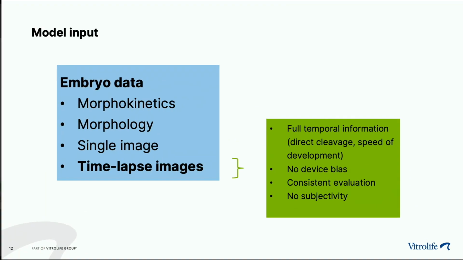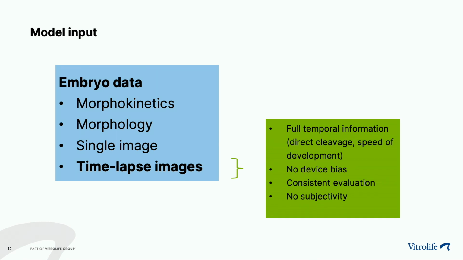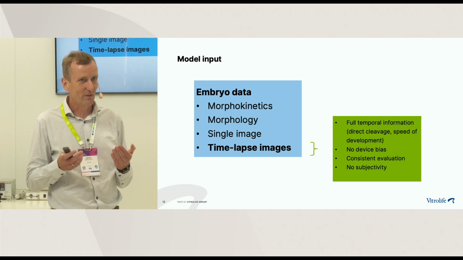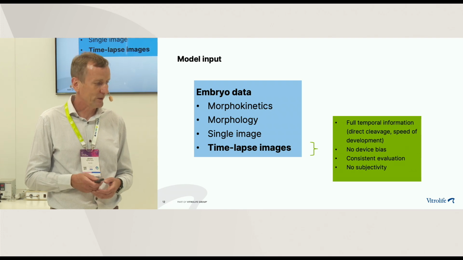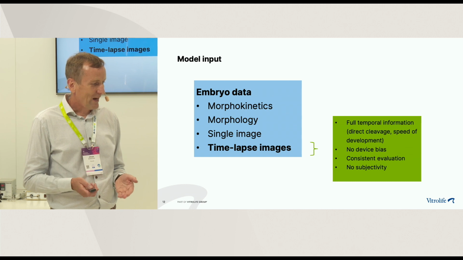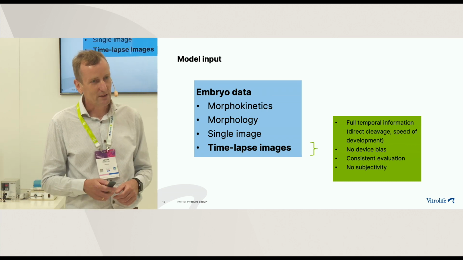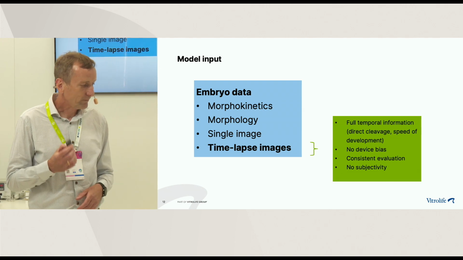Here you have all information from direct cleavages, multinucleation, speed of development, etc. You don't have a device bias because usually you're operating on just a single system, at least that's what IDAScore is based on. You only have the EmbryoScope Plus, so that implies that the AI can't do all the shortcuts because it is only intended to be used on one single device type, one single microscopy type. Of course, you have the consistent evaluation and no subjectivity as when you're using the morphokinetics.